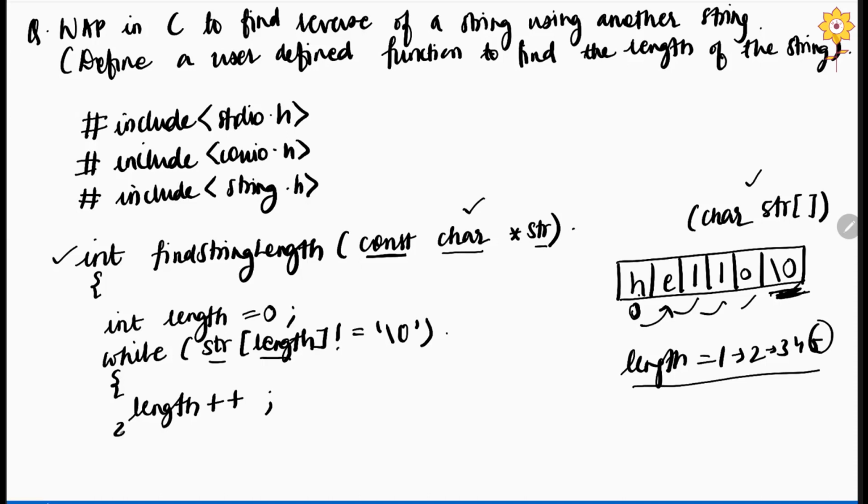So, length is calculated. It is incremented when this particular condition is true, and then at the end it will return the length. It will return back the value of length at the end. So, you put a semicolon here and then you will put a closing curly brace for this function. Okay. So, this is the user defined function that we have written to calculate length of the string.